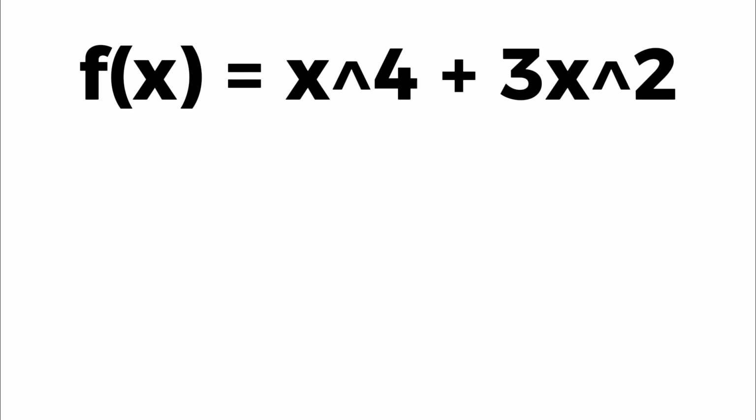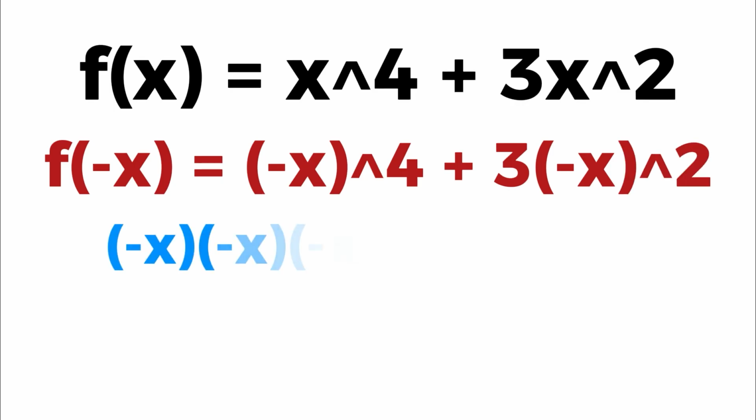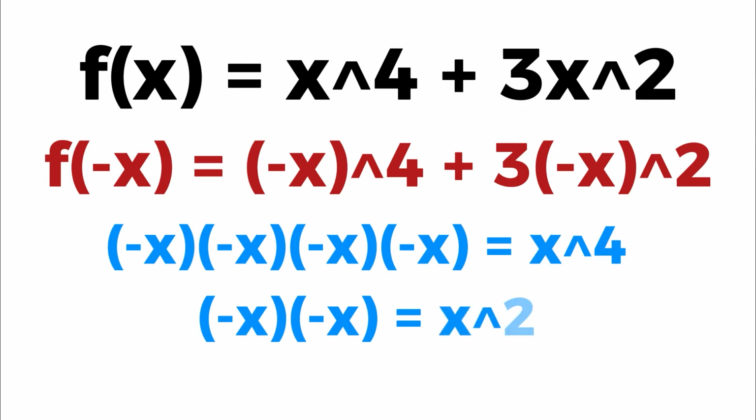To prove it formally, you have to replace x with negative x. So we get negative x to the power of 4 plus 3 times negative x to the power of 2. Negative x to the power of 4 means multiplying negative x by itself 4 times, which gives a positive result. Negative x to the power of 2 means multiplying negative x by itself twice, which also gives a positive result. In general, whenever the number of negative signs is even, the result of their multiplication is always positive.